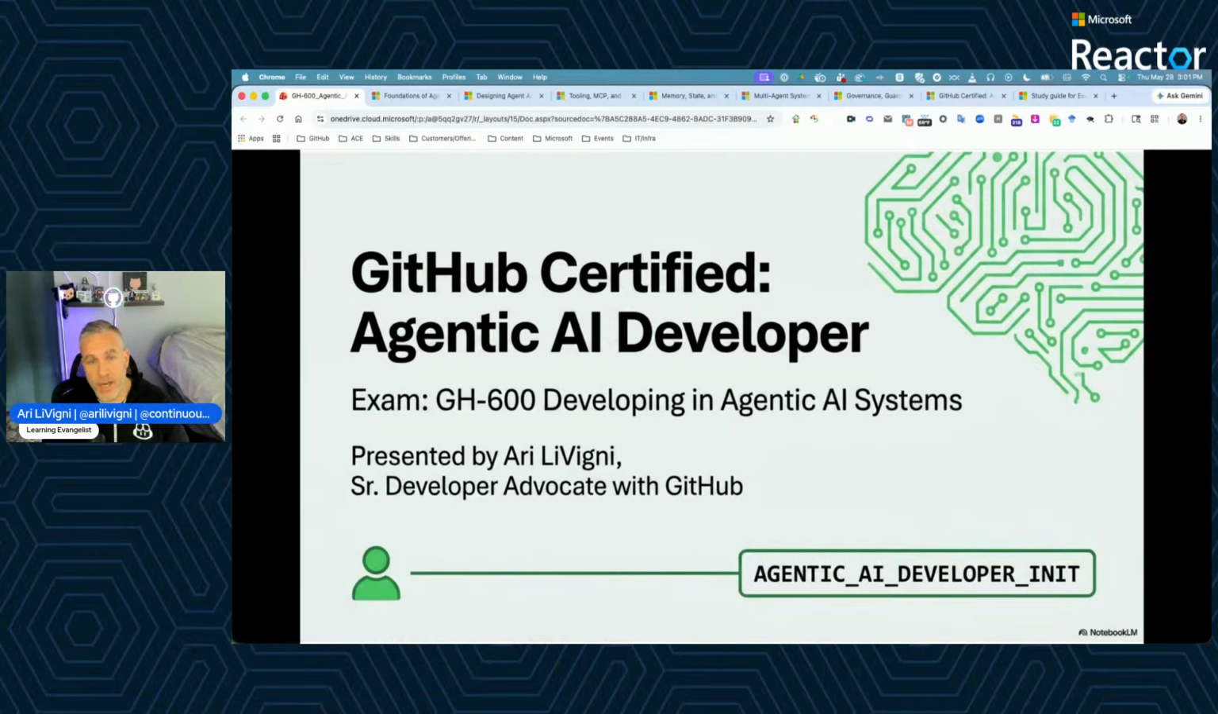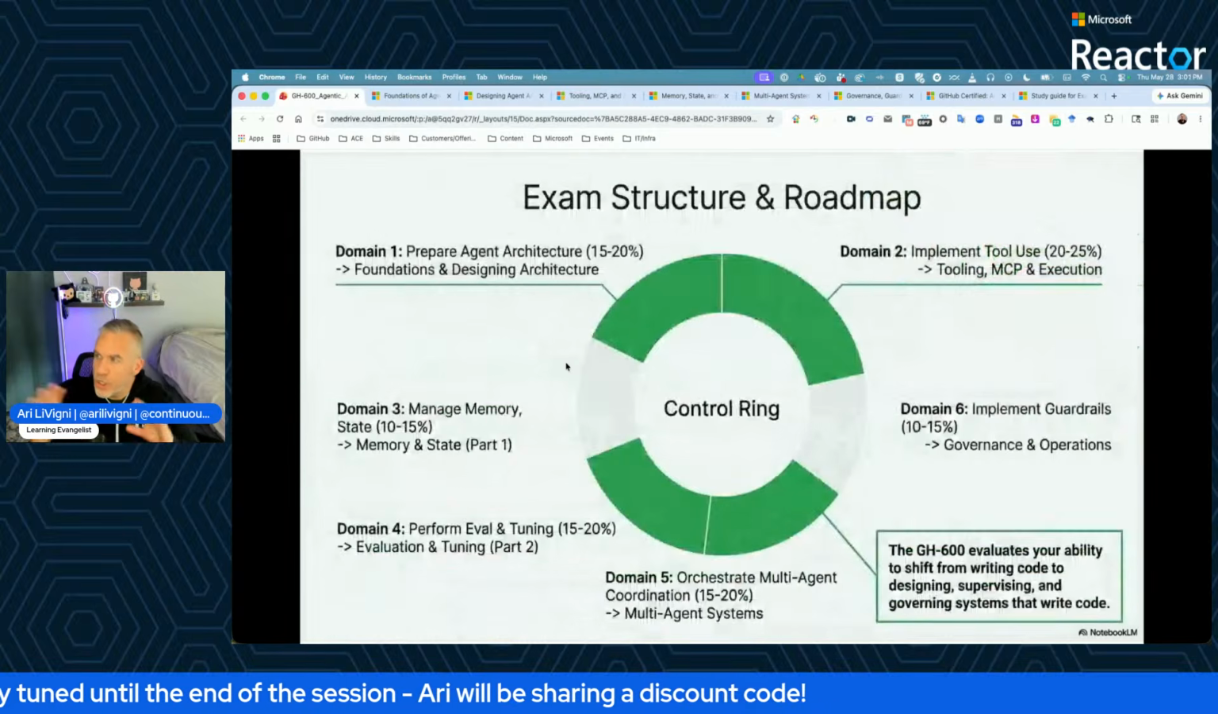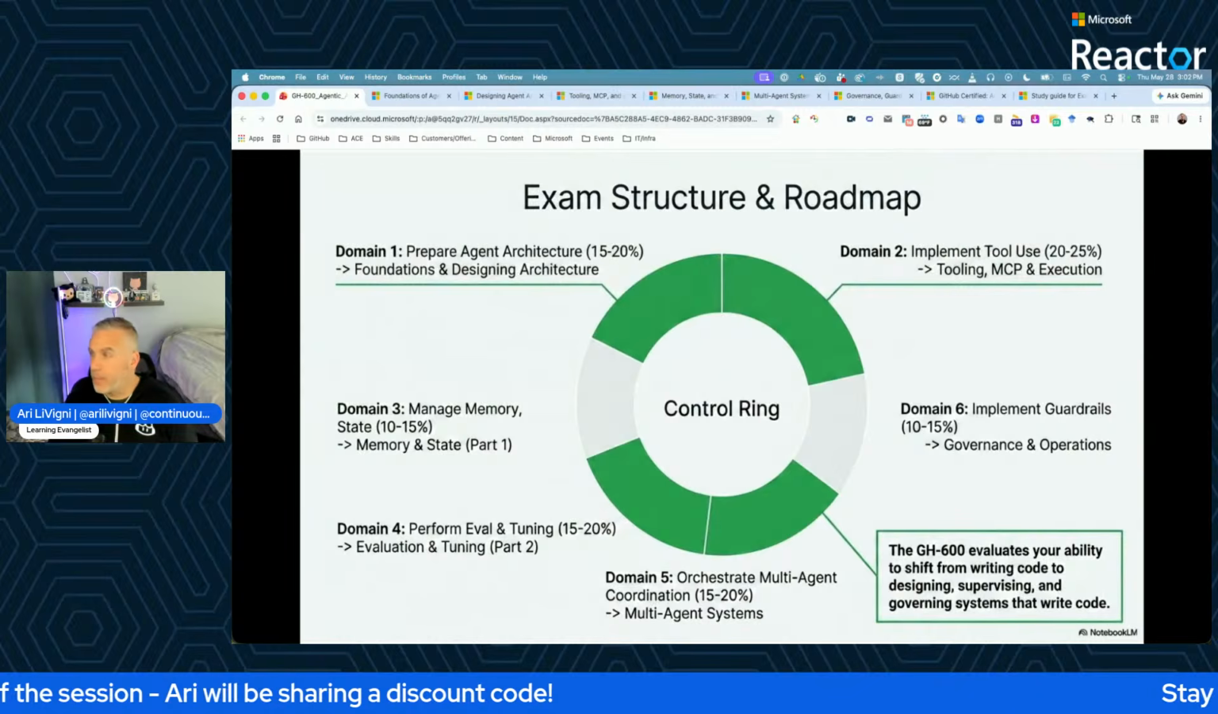So everyone can find out more about our GH-600 developing agentic AI systems exam, which is persona-based and really geared towards a GitHub certification in agentic AI developer. My name is Ari Levigny. I'm a senior developer advocate with GitHub, and I'm going to walk through the exam, the domains, and the different percentages of each domain. We also have some great links for the study guide, as well as some Microsoft Learn modules that the team has developed. I have put some slides together to show you visually where we're at with the exam and what we have.